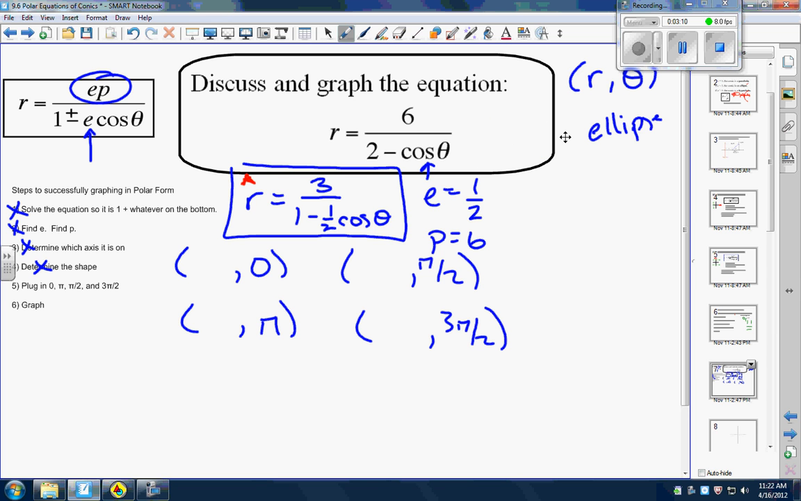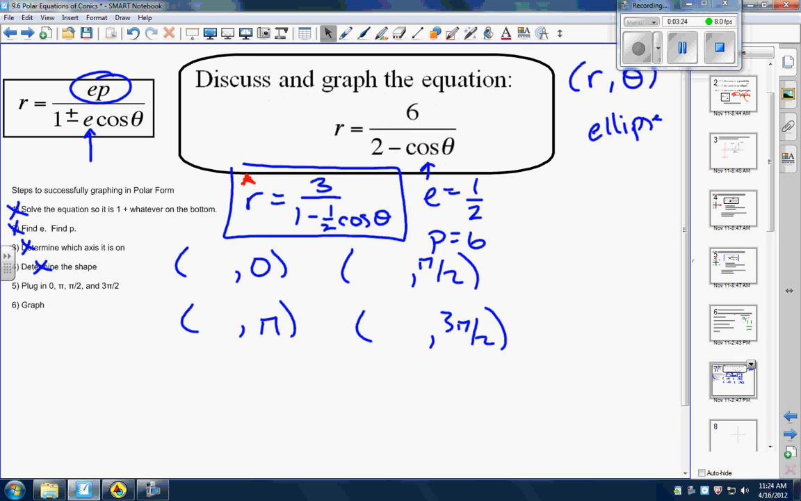I'm going to go back to the original again. So I'm going to come back up here and basically just do 4 different problems plugging these in. So if I let theta be a 0, cosine of 0 is just a 1. So this is 6 over 2 minus 1. We get a 6 there.